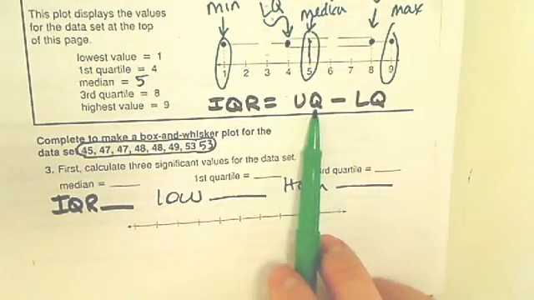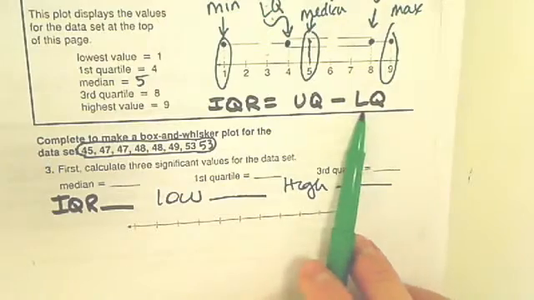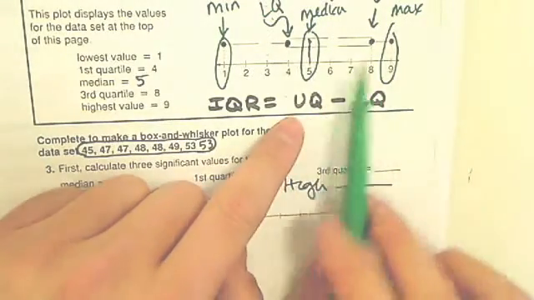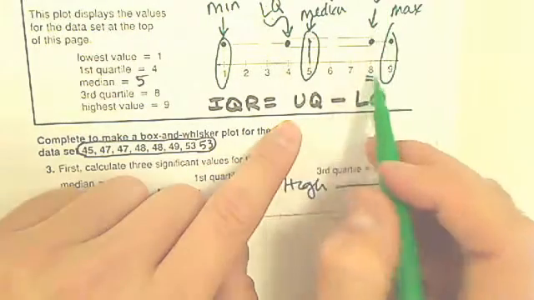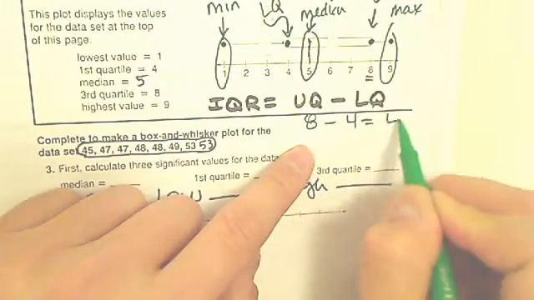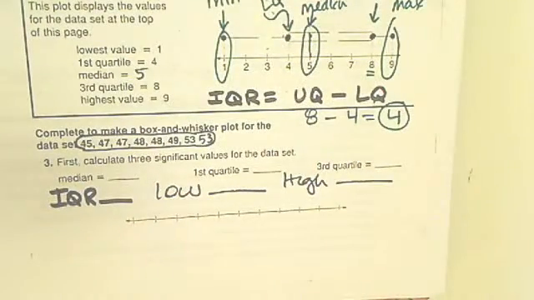Upper minus lower. So upper quartile, in this case, is 8 minus lower quartile, which is 4. So the range is 4. So we have a range of 4.